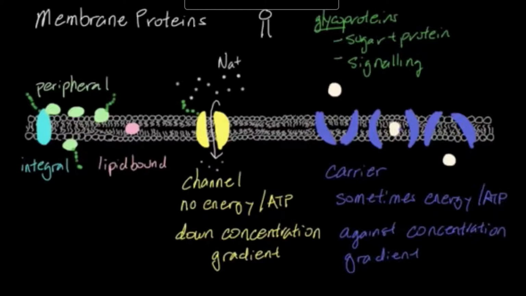There are integral proteins, peripheral proteins, lipid-bound proteins, channel proteins, glycoproteins, and carrier proteins. The first one I'm going to talk about is integral proteins. You can think of them as almost integrated into the membrane, and they are found all over the membrane. Along with the integral proteins, there are peripheral proteins. I'm going to talk about these two together because they're almost like a yin and yang.